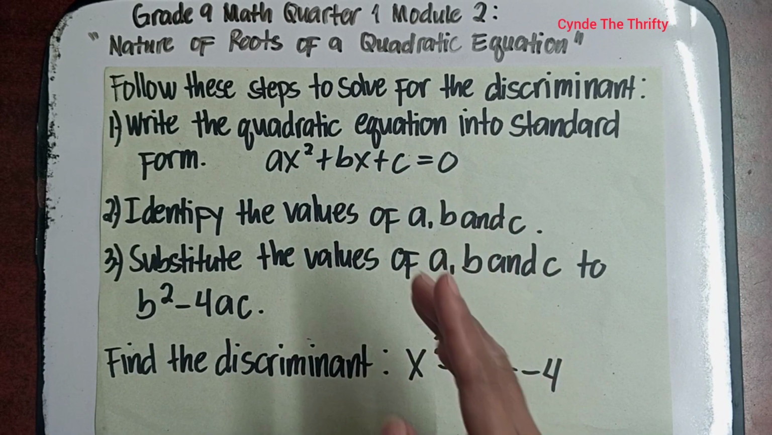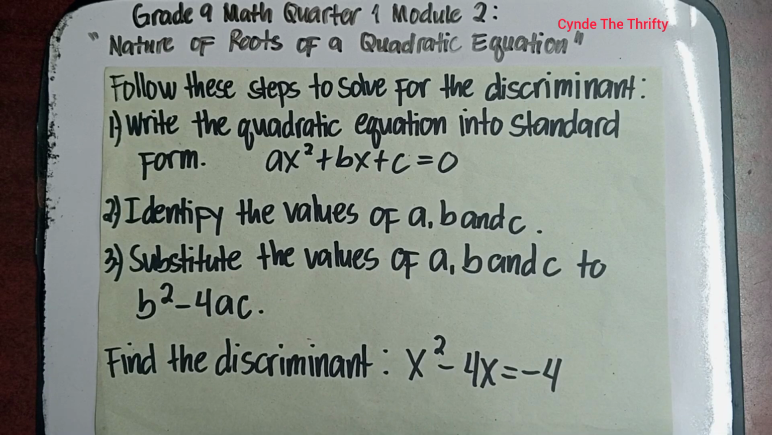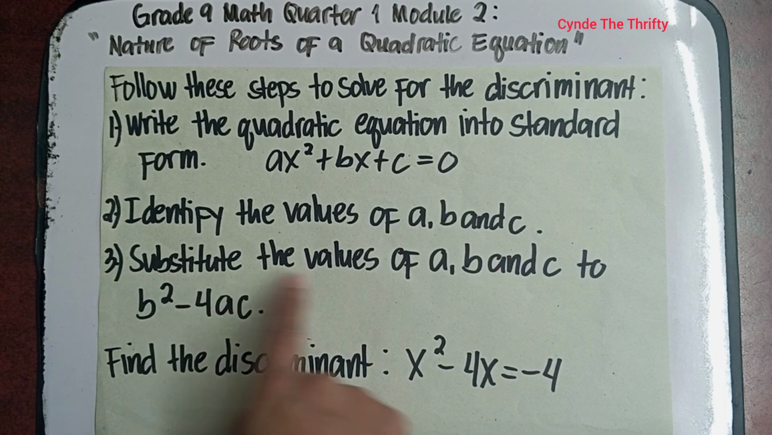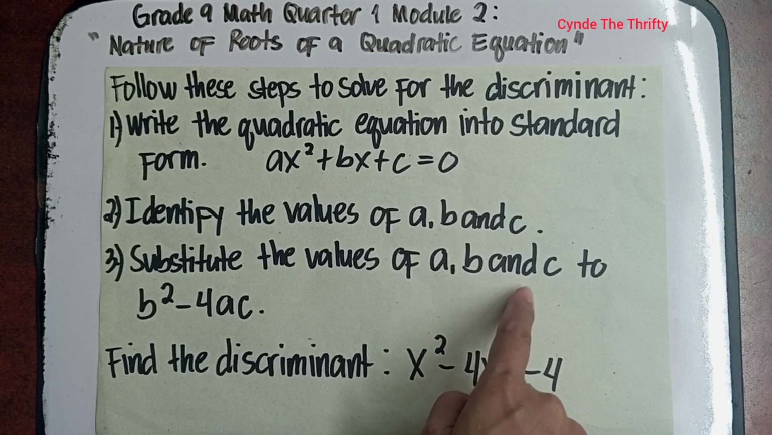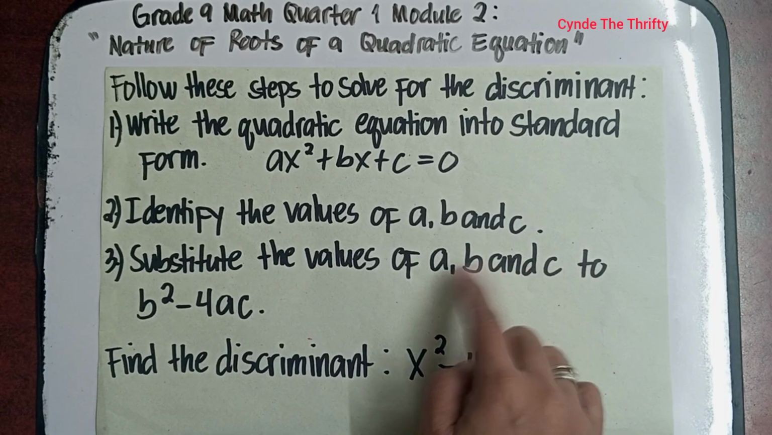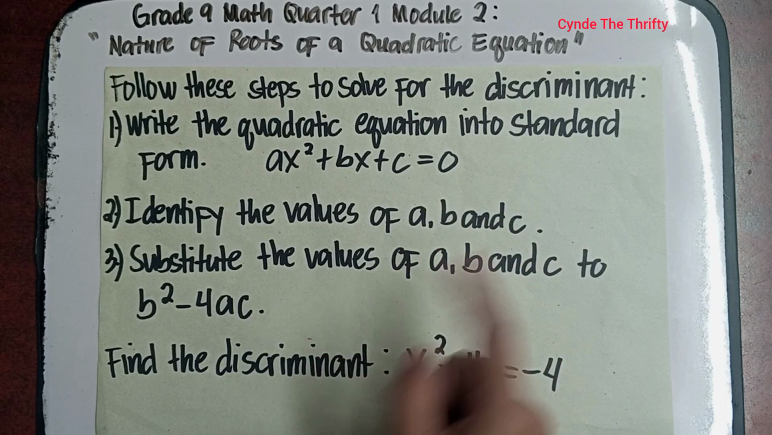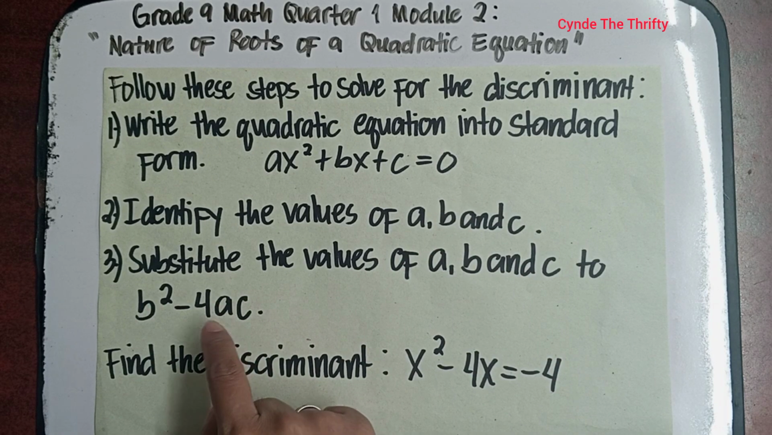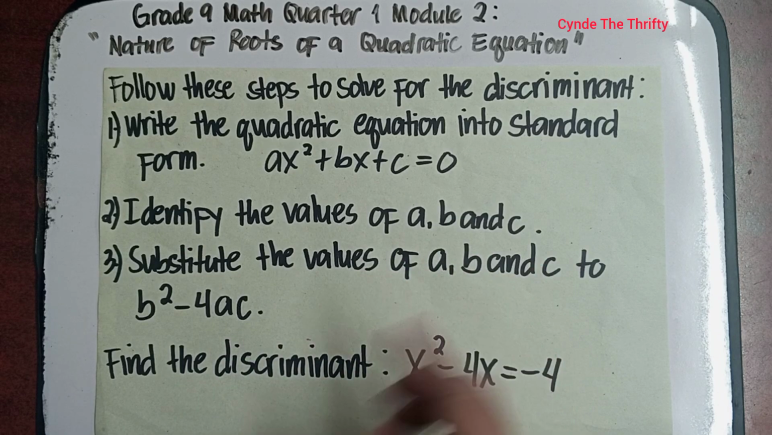Okay, so napag-aralan natin sa previous lesson kung paano natin i-identify ang values nila. And then third, substitute the values of A, B, and C to b squared minus 4ac. So, isubstitute mo na ang iyong value kapag na-identify mo na sila. Isubstitute mo na sa ating b squared minus 4ac para ma-determine natin kung ano ang ating discriminant or kung ano yung value ng ating discriminant.